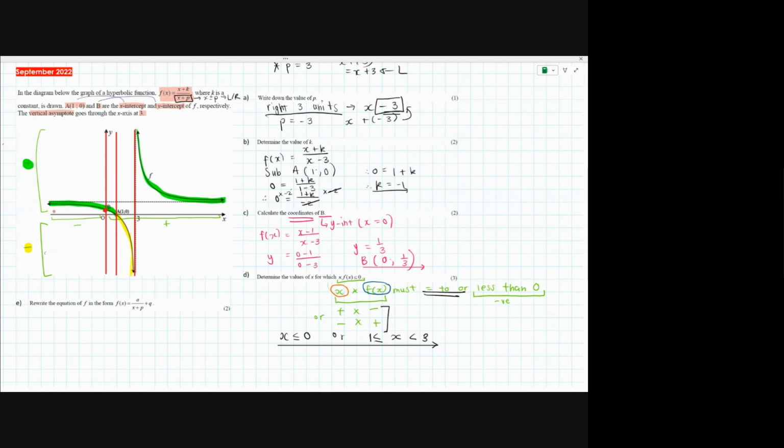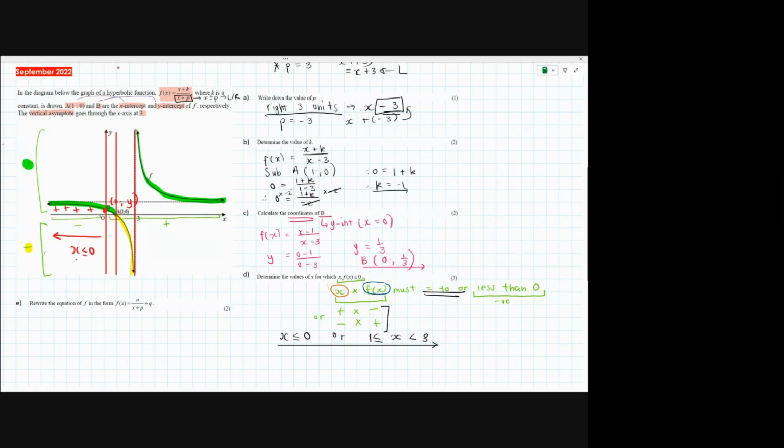So if we go and have a look here, this is all positive because it's the bright green, and the x is all negative, as I've already said. So this is a solution for my product. Positive times a negative will give me a negative. So these are all the x values less than whatever the x value is at B. Now, because that's on the y-axis, at B, x is equal to 0. So these are all my x values less than equal to 0.